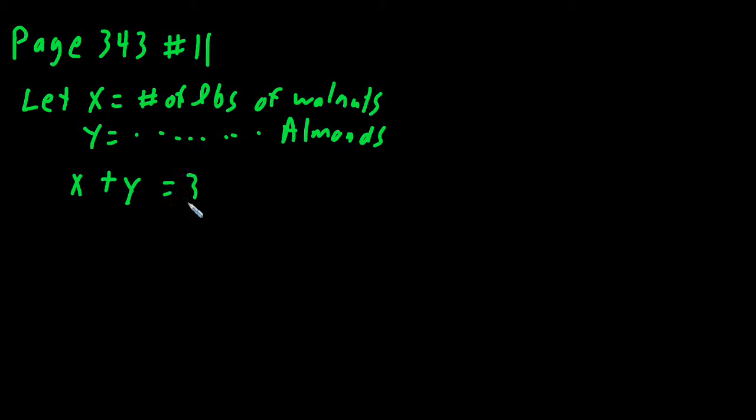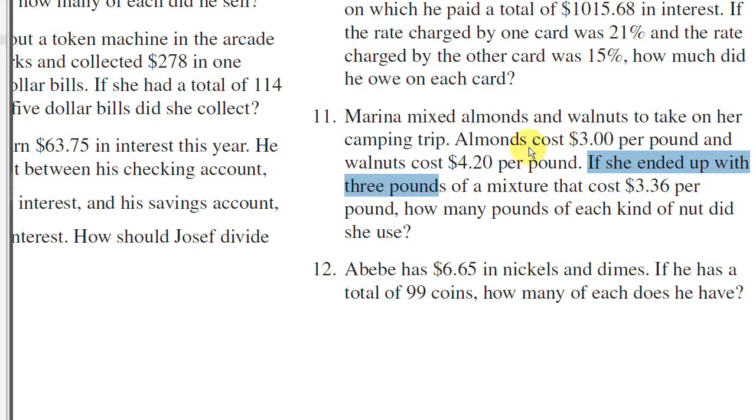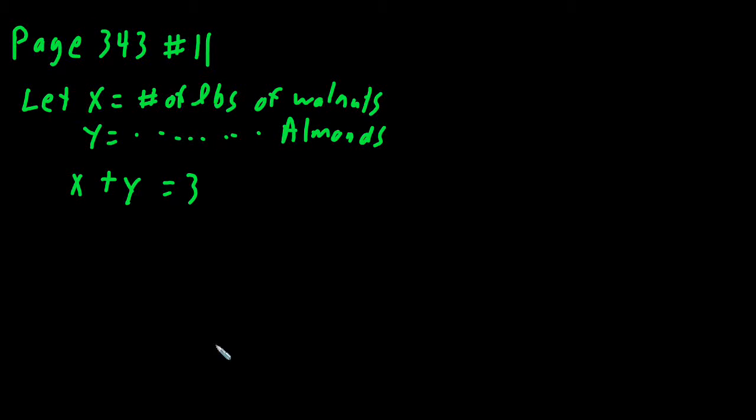Let's see, how much did each cost? The almonds were $3 a pound, and the walnuts were $4.20 a pound. I get that right from this part here. So the walnuts were $4.20 a pound, so that'd be 4.20x. You get x pounds at $4.20 a pound, which is how much you spend on walnuts. The almonds, I believe it said, were $3 a pound. So 3y would be how much you spend on the almonds.